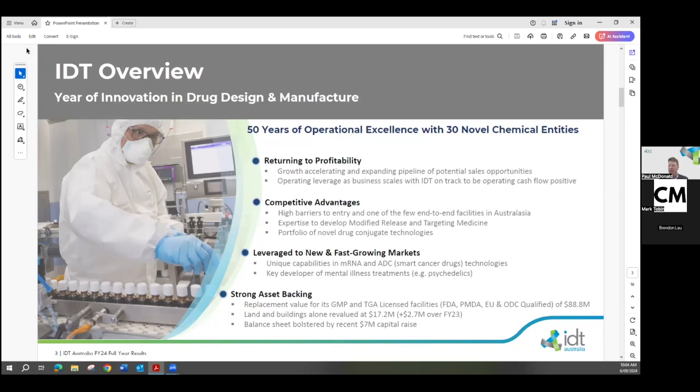Strong asset backing for the company. We recently did a replacement value for our insurance purposes, and the facility, the buildings and the equipment and facilities were valued at 88.8 million, with a land and building of 17.2 million. So that obviously far outstrips our current market cap, and also we have a cash balance on the balance sheet.